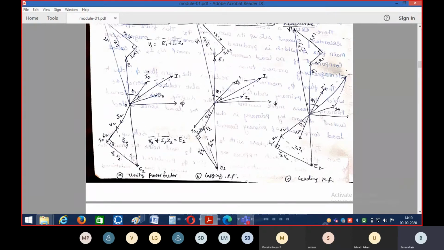So this is E2, right? And this is V2, and this vector represents E2. Now we need to represent when there is an I2, or when there is a secondary current flowing through the secondary winding.